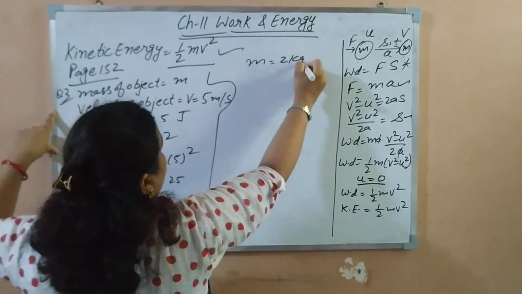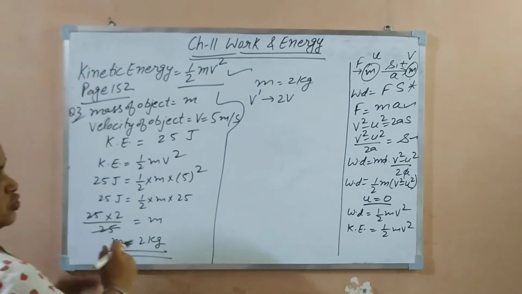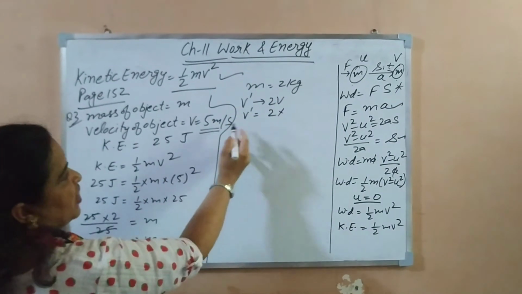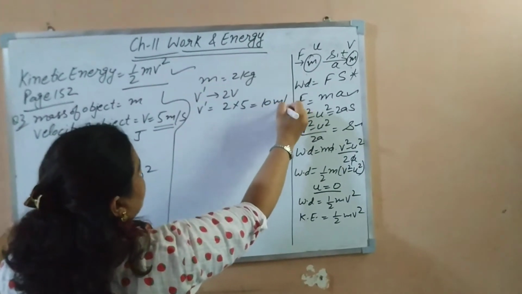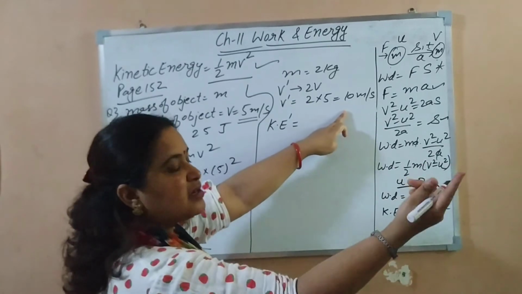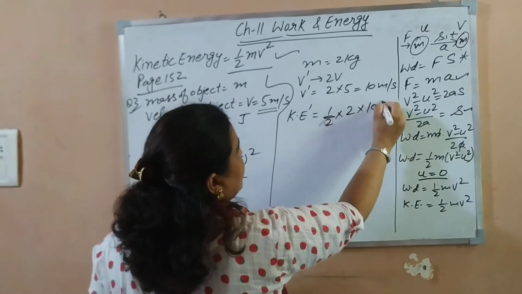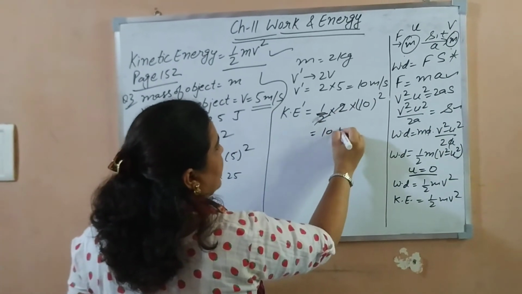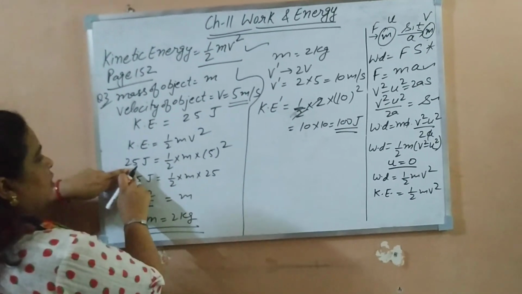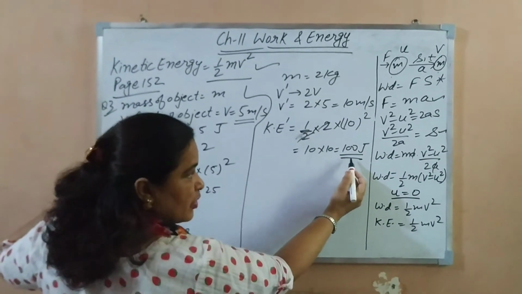Now what is the next step in the same question? Mass is 2 kilogram. Now change the velocity to 2v. What is the new velocity? Twice the previous. Previous was 5, so the new velocity is 10 meter per second. So what is the new kinetic energy? Whenever there is a change in velocity, kinetic energy will also change. So 1 by 2 mv square, mass is 2 kilogram, and 10 square. So you get 10 into 10, that is 100 joule. Earlier it was 25 joule at 5 meter per second, but if you double the velocity, then kinetic energy will also increase.